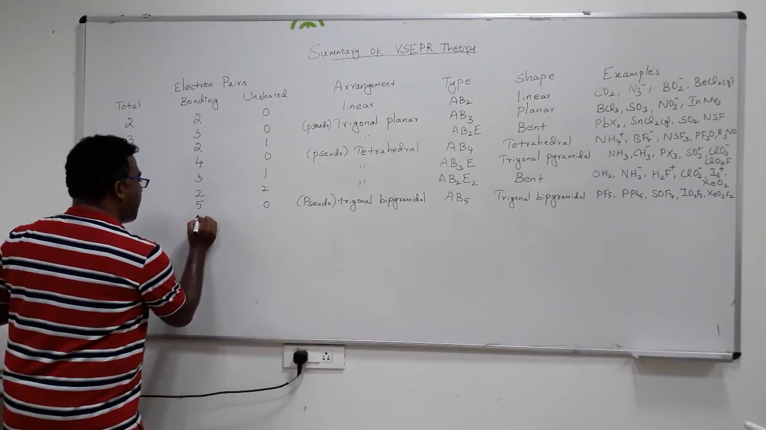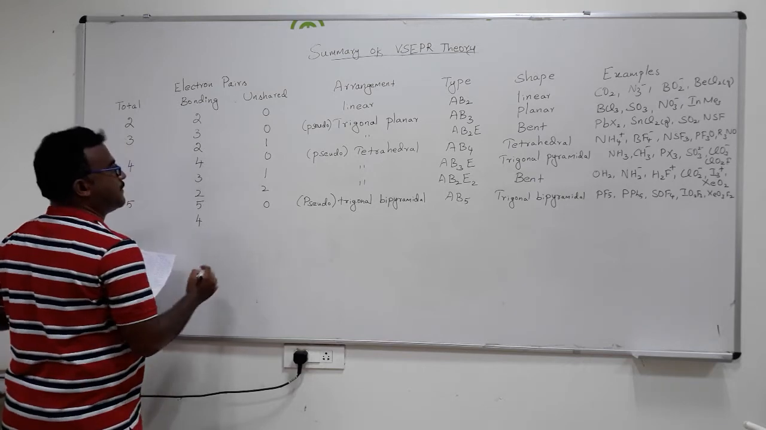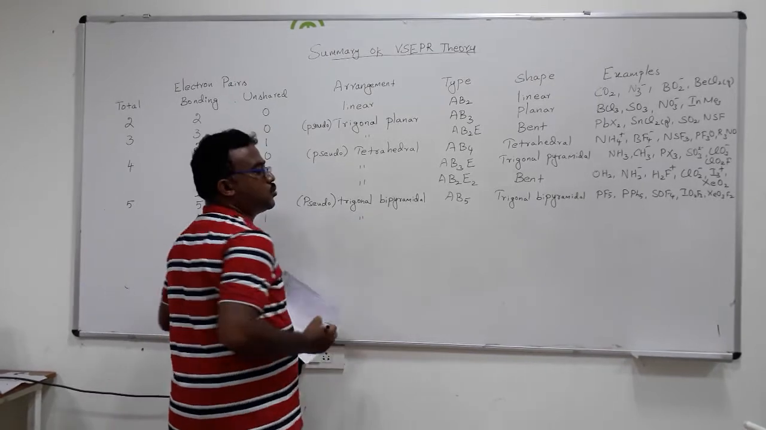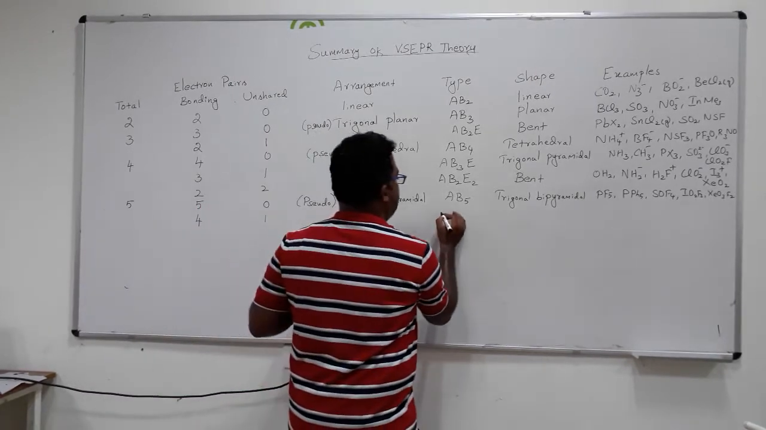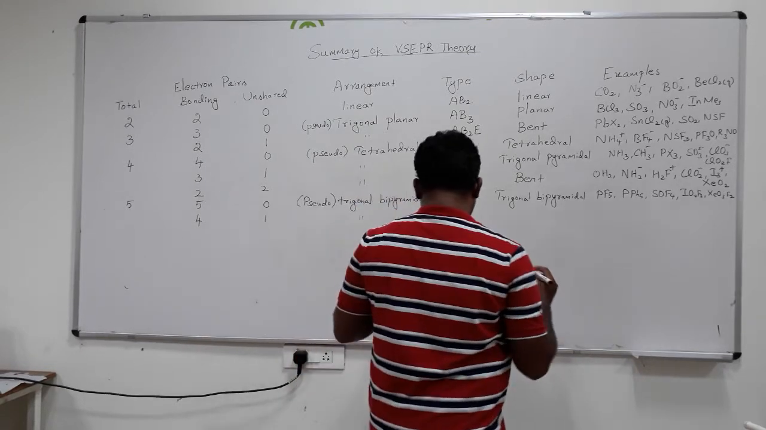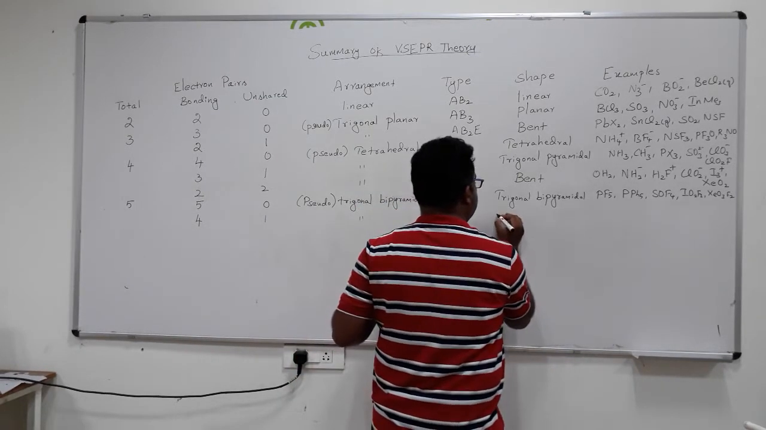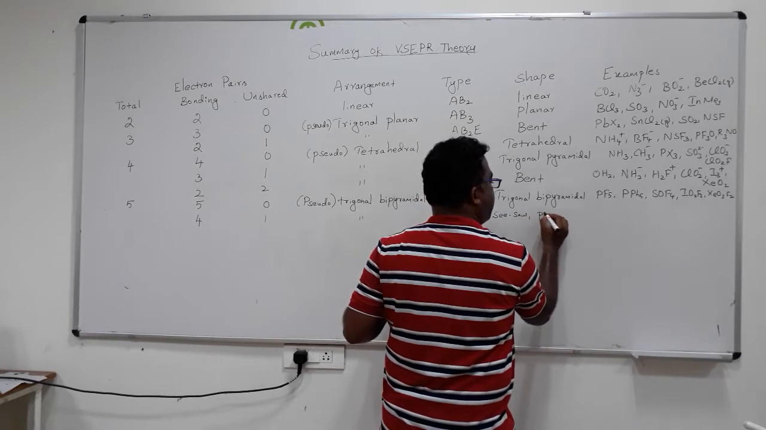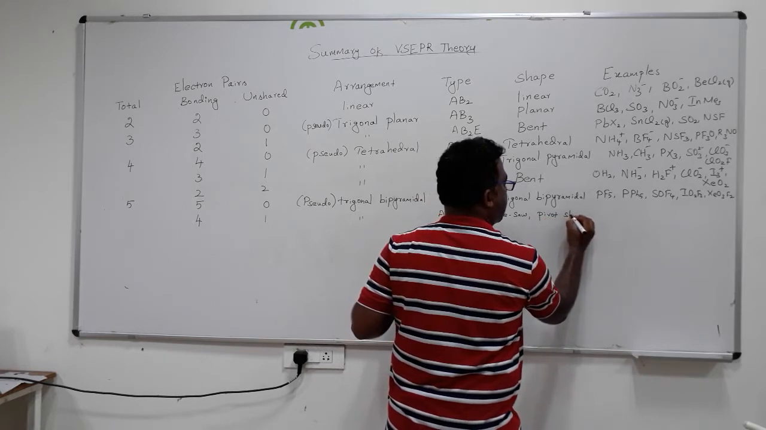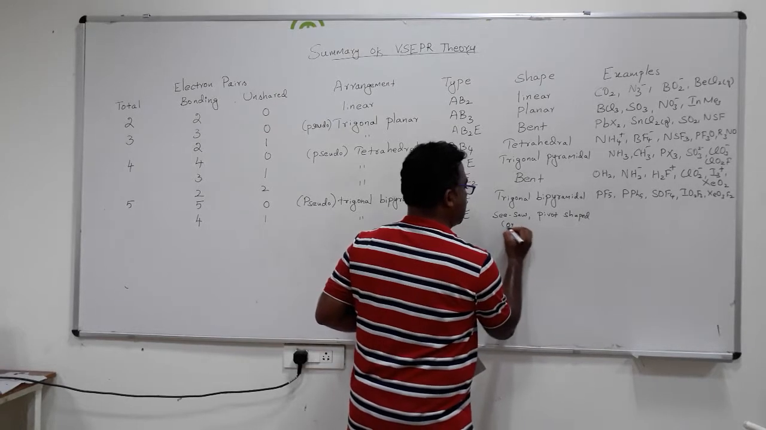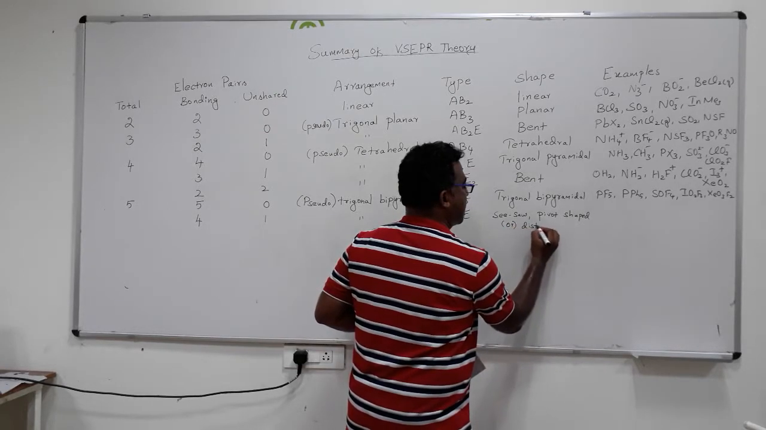In case you have four bonding pairs of electrons and one unshared pair of electrons, the arrangement will again be pseudo trigonal bipyramidal. The type will be AB4E. So usually this geometry, the shape, will be called seesaw. Some of them will also be called pivot shape, or distorted tetrahedron.